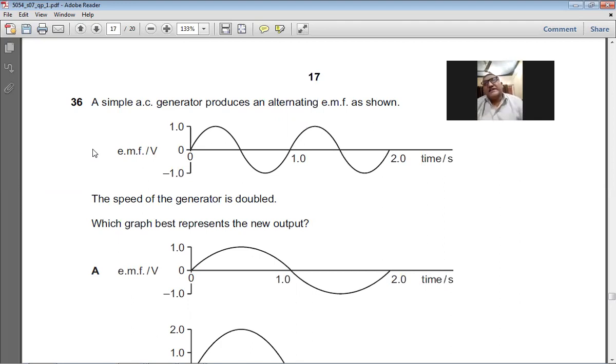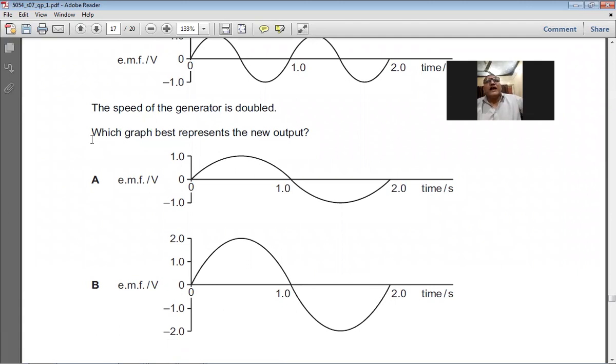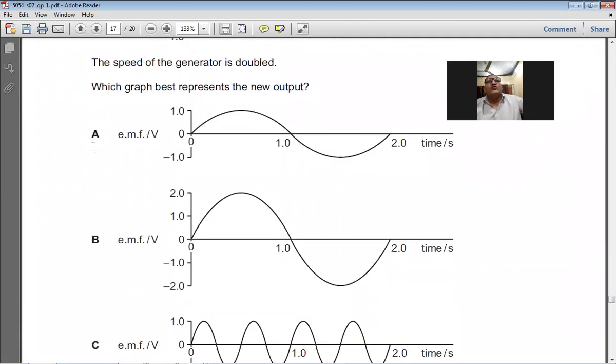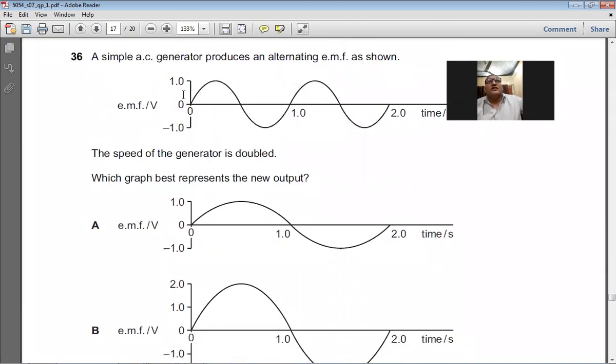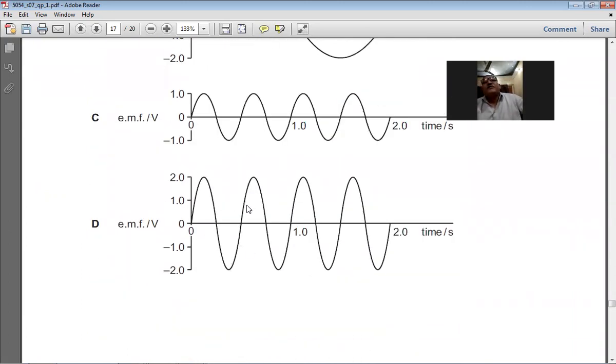When you double the speed of the generator, you see the time period will become half and the amplitude should become double. Before, the time period was 1 second, with one complete wave in 1 second. Now in 1 second there should be 2 waves and the amplitude should become 2. So I think D is the best option, sir.